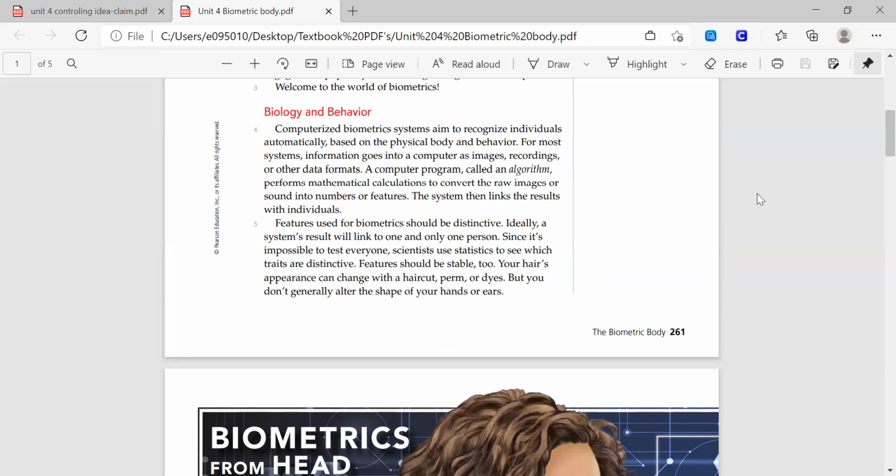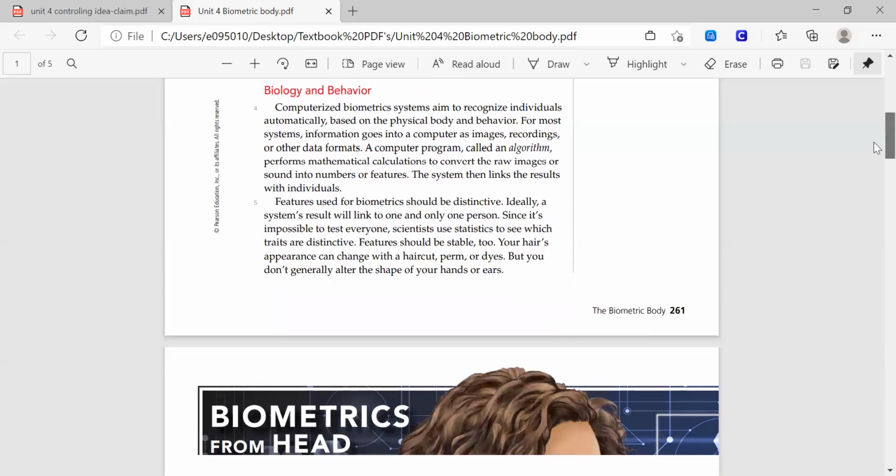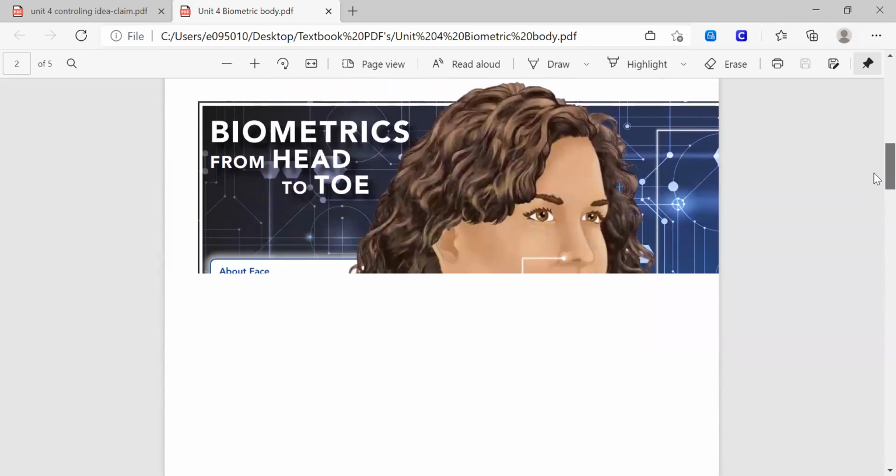Features used for biometrics should be distinctive. Ideally, a system's result will link to one and only one person. Since it's impossible to test everyone, scientists use statistics to see which traits are distinctive. Features should be stable too. Your hair's appearance can change with a haircut, perm, or dyes, but you don't generally alter the shape of your hands or ears.